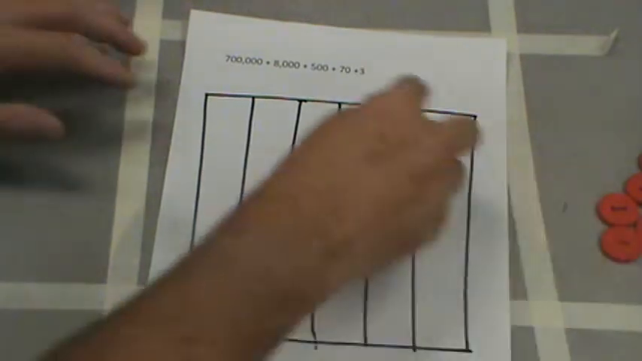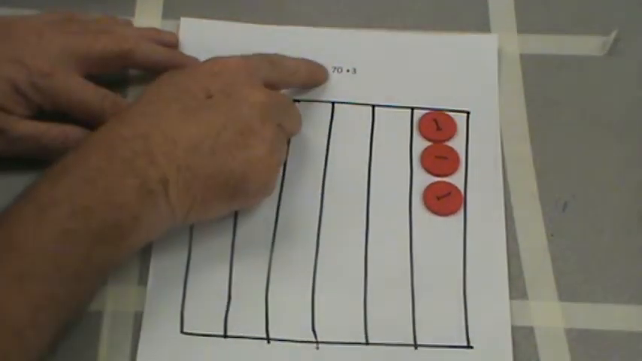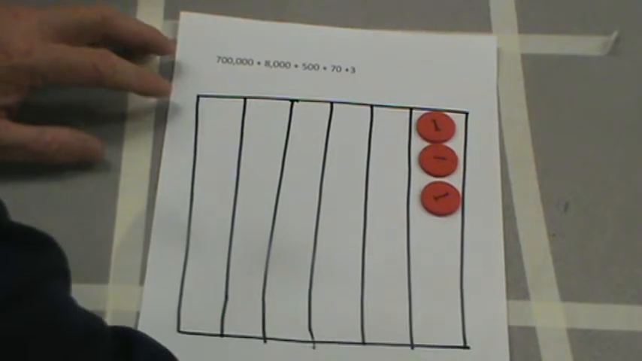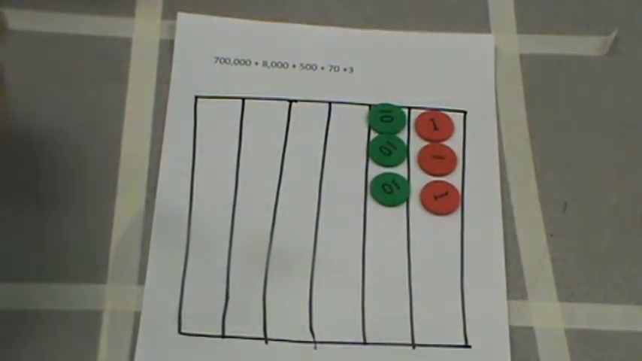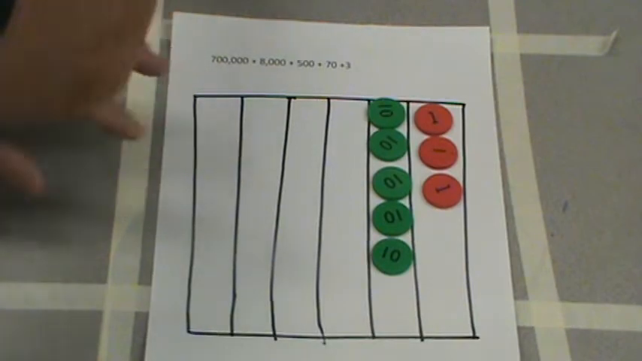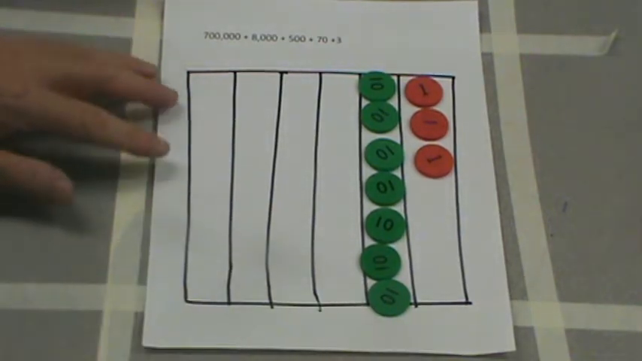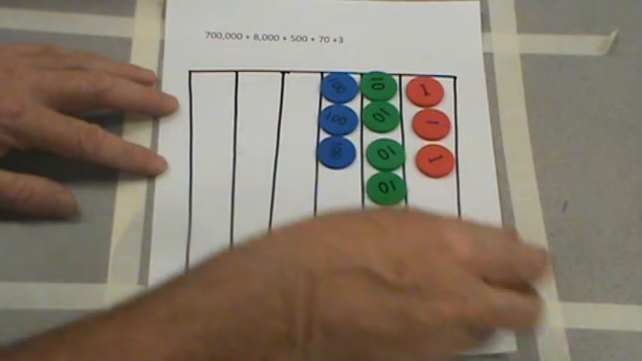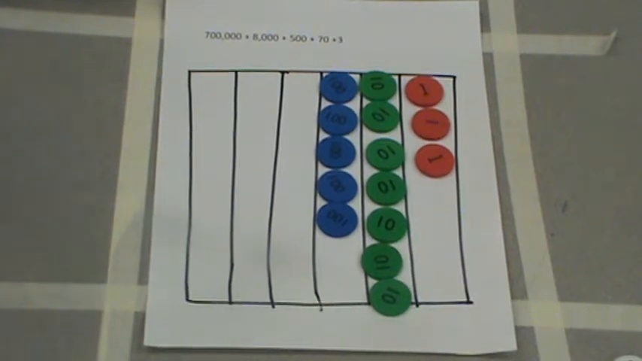All righty. Let's go ahead, and you have some discs on your table, I believe. I hope I had enough for everybody. So we're going to do 708,573. Well, let's go from the ones first. 3 ones. 1, 2, 3. Okay? Then we have 7 tens. 1, 2, 3, 4, 5, 6, and 7 tens. We have 500s. 1, 2, 3, 4, 5. How many thousands do we have? Quite a few. We have 8.